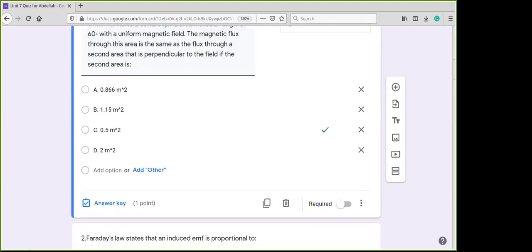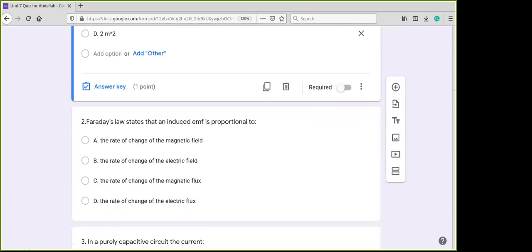Is it clear? Yes, yes. Good. Let's see the second question. Faraday's law states that an induced EMF is proportional to what? Rate of change of magnetic flux. Very good. The rate of change of magnetic flux.